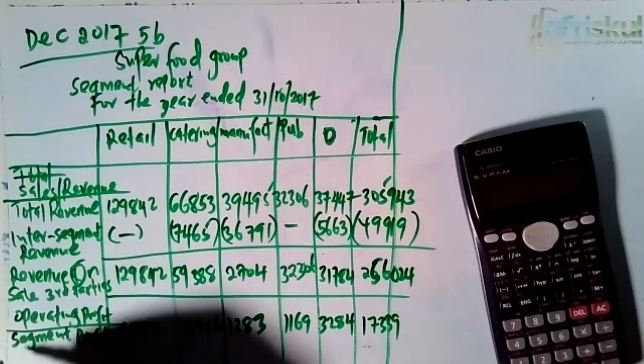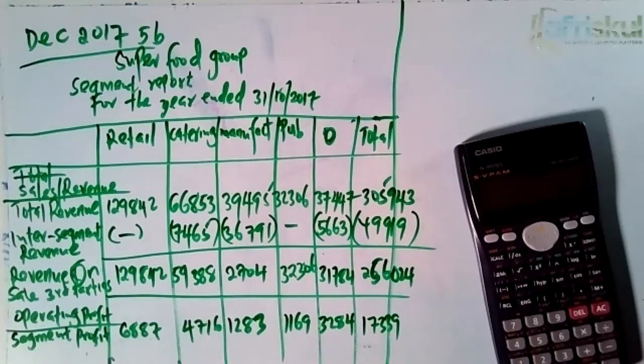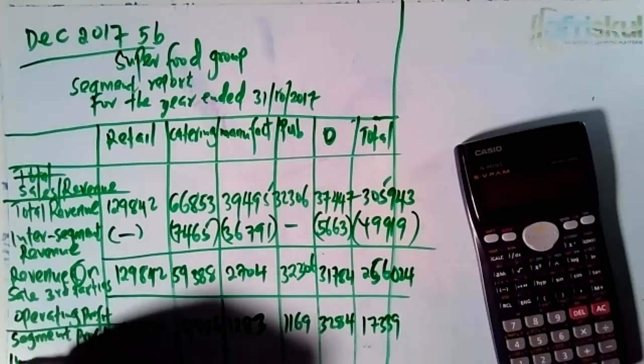Now you remove intersegment profit. You can see that in note 3 they said the intersegment profit amounted to 4,223,000. So you remove intersegment profit.